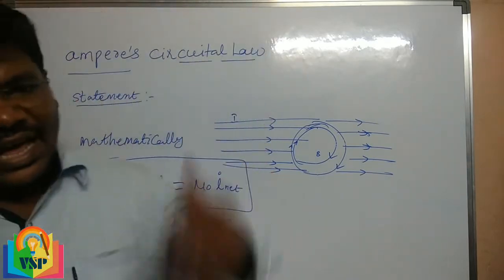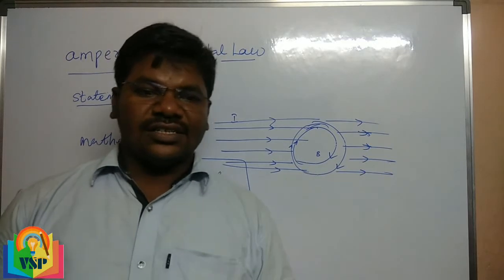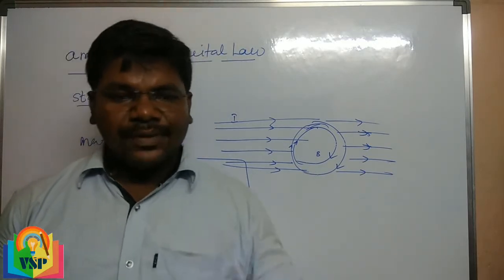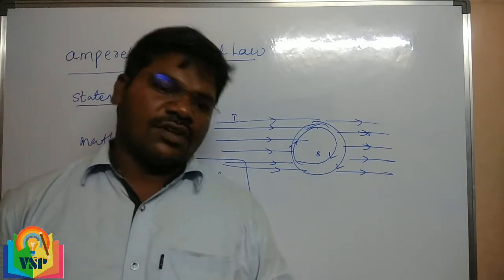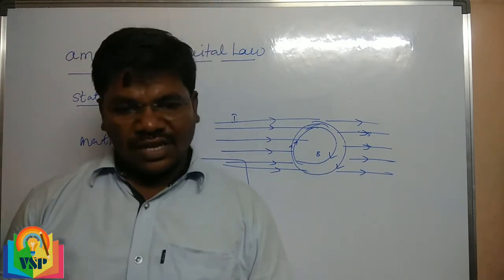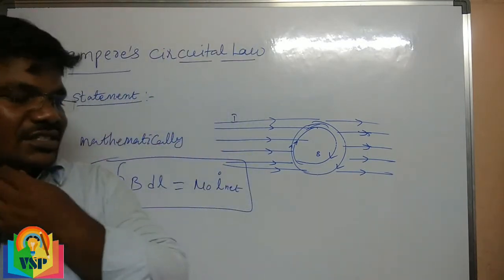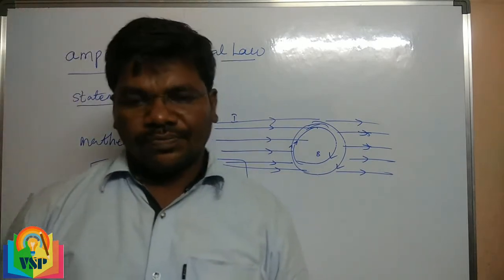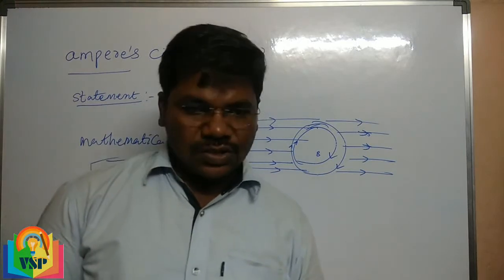Here, this law is applicable for any boundary surface, an Amperean loop, as Gauss's law is used for a Gaussian surface in electrostatics. So when can we apply this rule? For any loop, for a boundary, we can apply this rule.